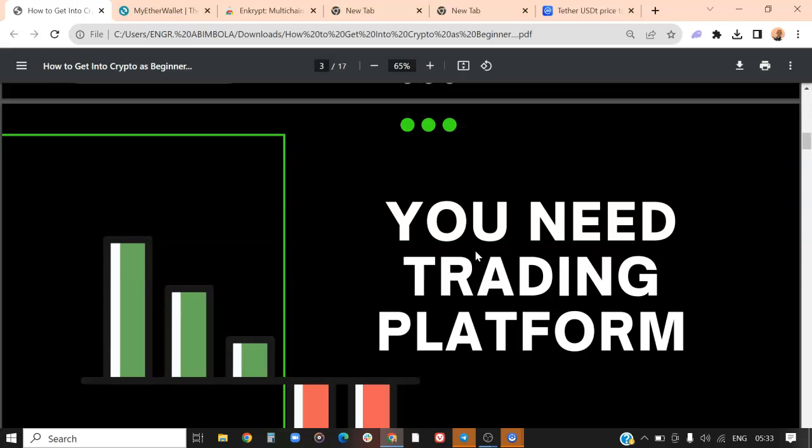In crypto there are three ways to buy and sell. Number one is to use decentralized exchanges. Number two is to use centralized exchanges, like Binance, Gate, Huobi, LBank, whatever, just name them. They are all centralized. So if you want to buy, you can use a centralized platform to buy and sell, or you can use a decentralized platform to buy and sell. And the third one is peer-to-peer.